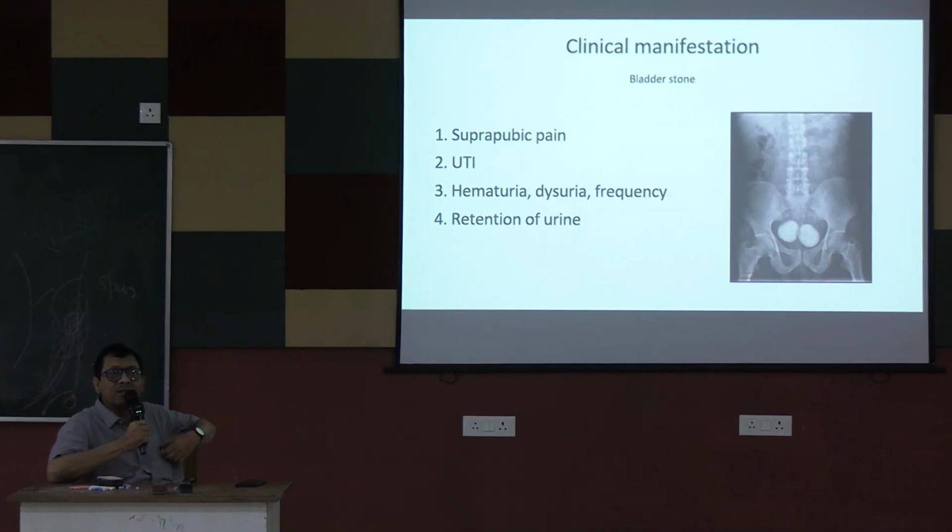And fourth is retention of urine. This occurs mostly in association with other lower tract pathologies, either a large prostate or urethral stricture, and it is mainly not a very big stone, a small stone which enters into the prostatic fossa and produces total urinary tract obstruction.